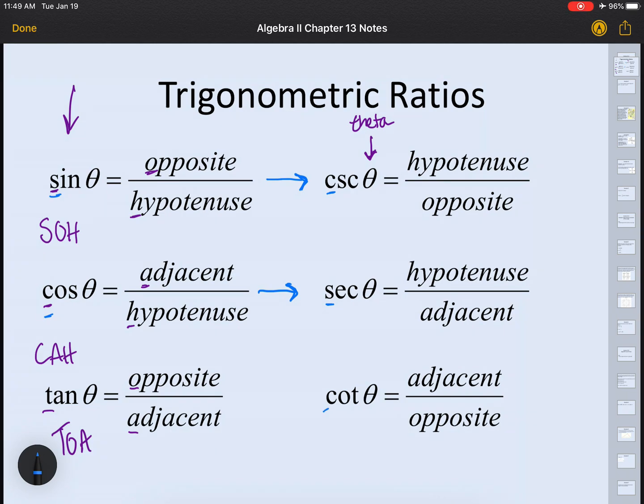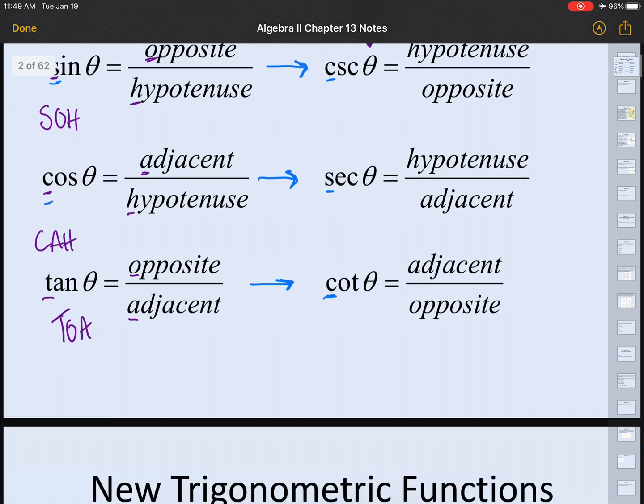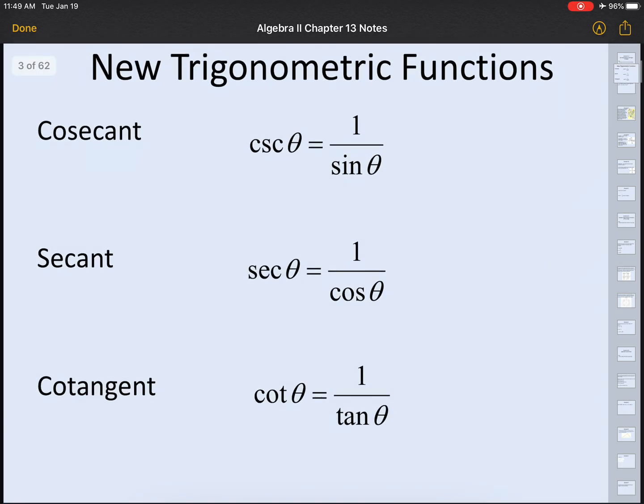And then cotangent is the flip-flop of regular old tangent. That's easier to remember because tangent is in the cotangent name. So again, these three new ones, cosecant, secant, and cotangent, are just the flip over of sine, cosine, and tangent, respectively.